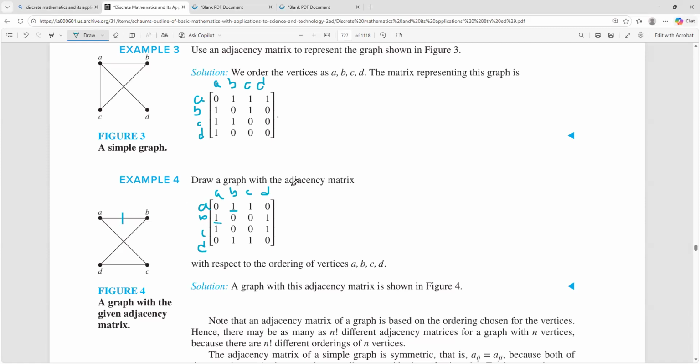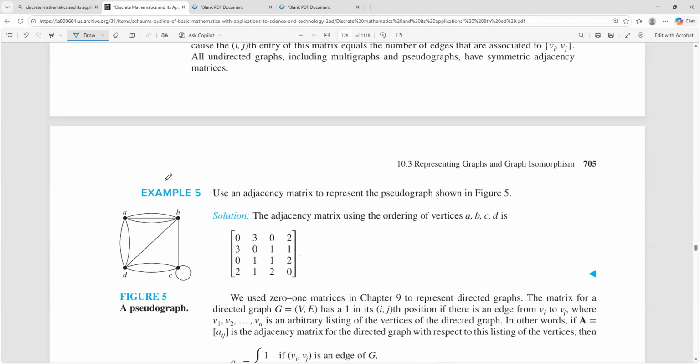So that goes back to our handshaking theorem. Same thing from A to C, right here. And then we have from B to D and D to B. And then D to C is right here. Okay. Any questions so far?